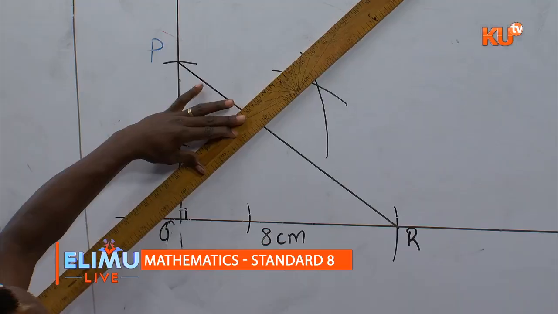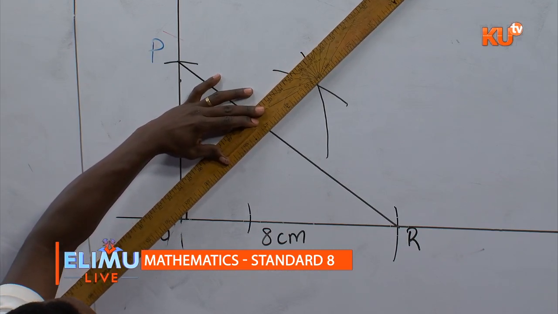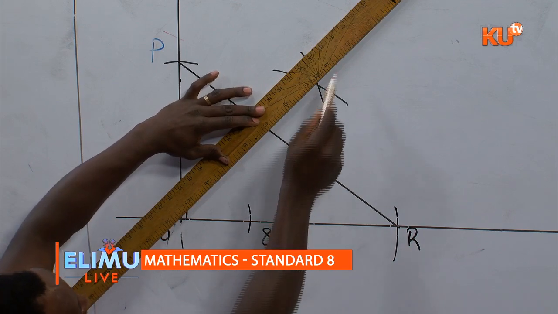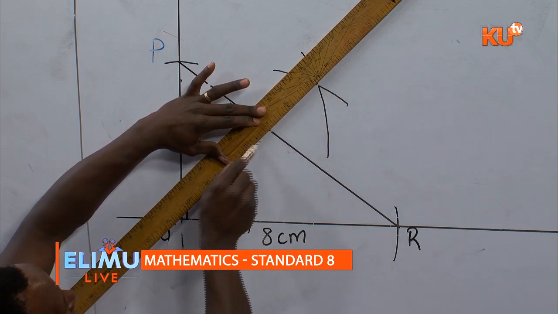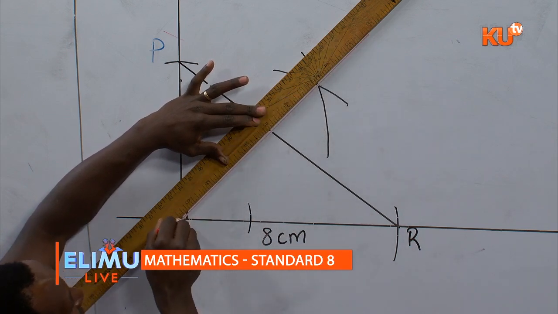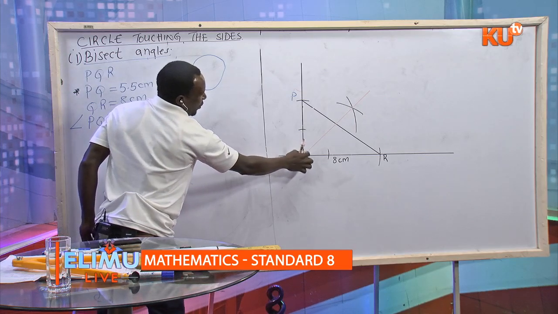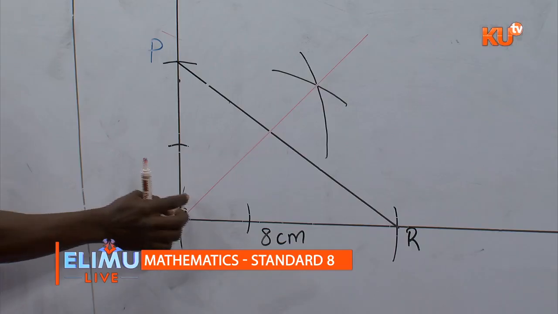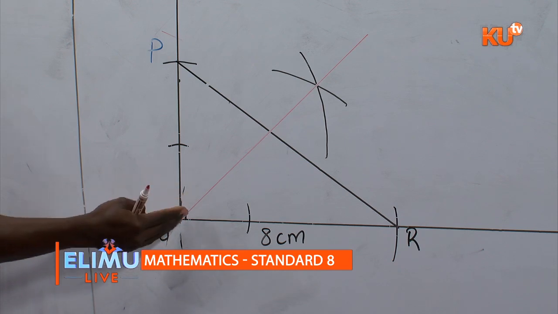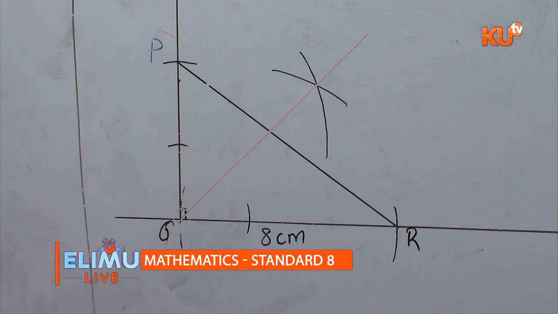Then place it gently. Then draw the perpendicular bisector. There it is, our perpendicular bisector. I have bisected this angle. I said bisecting is dividing it into two equal parts. So I have bisected this angle.